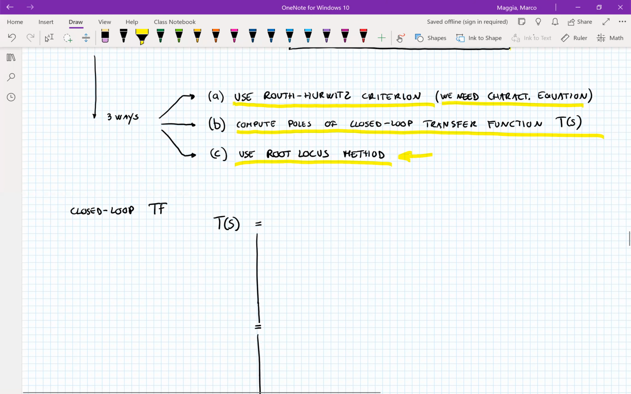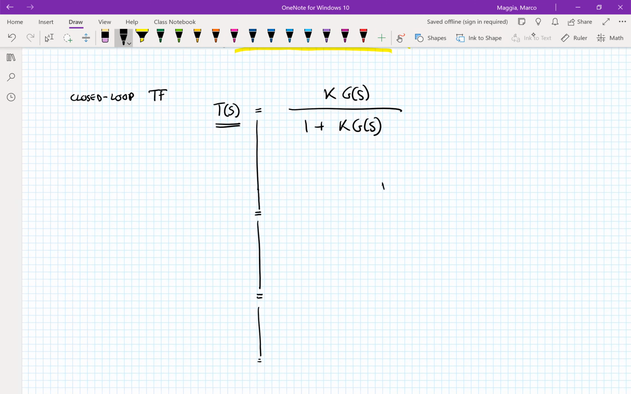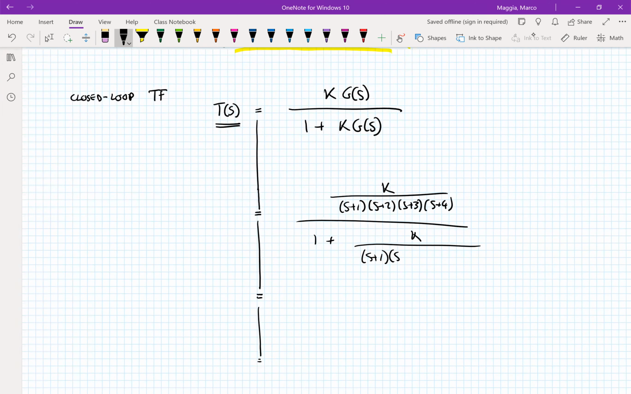So let's use the Routh-Hurwitz criterion to assess the stability of this closed loop system. We need to find the closed loop transfer function. So for the system, we have k times g of s over 1 plus k times g of s. I'm writing all the steps.